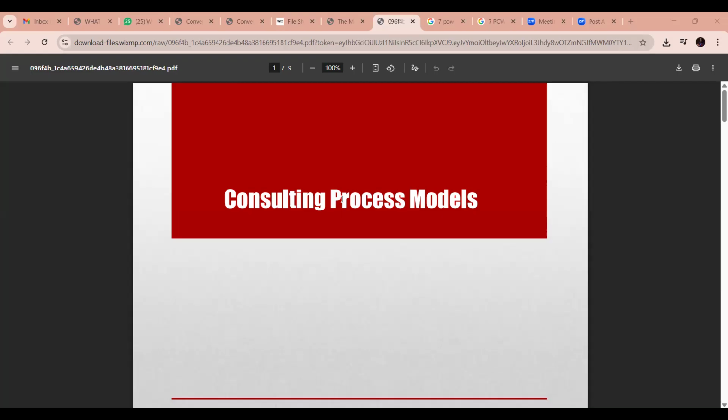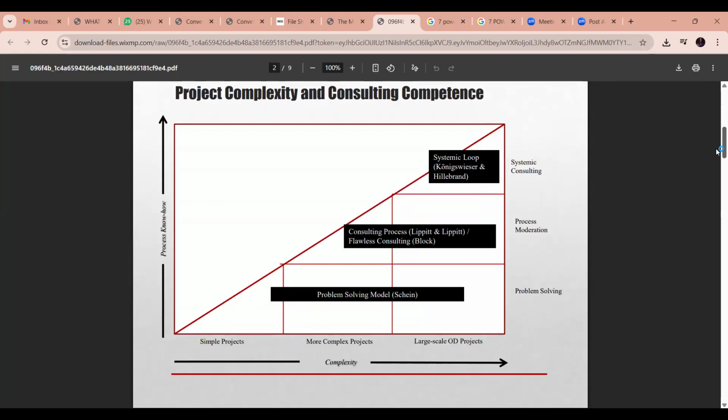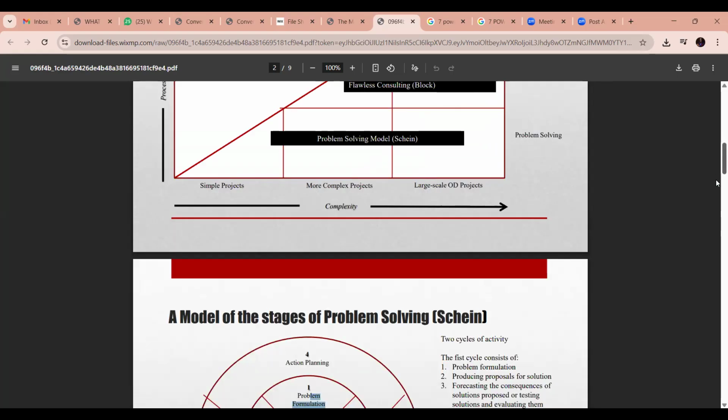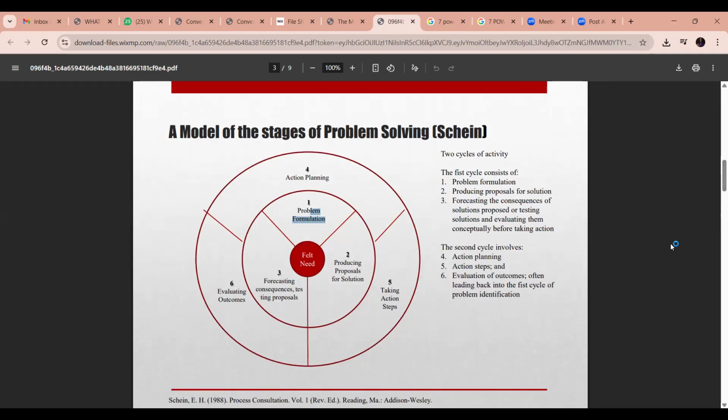It talks about consulting process models, or if you like, consulting process stages. These are frameworks that we can use. So from a simple consulting project to a large-scale project, depending on how big the consulting assignment is, there are different tools, different stages that have been proposed. So you can adopt any of these models based on the complexity of the problem.